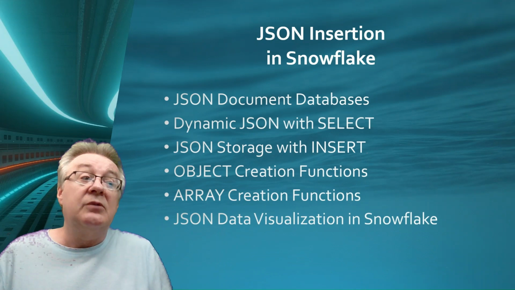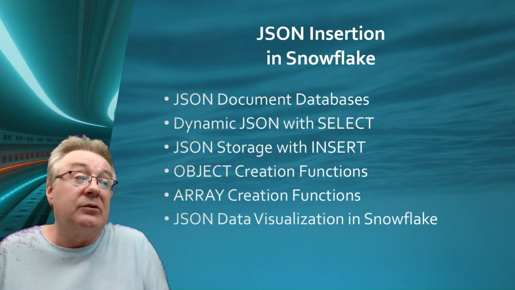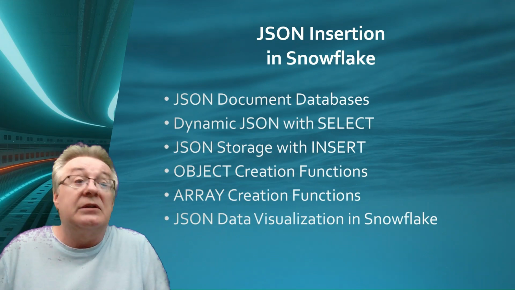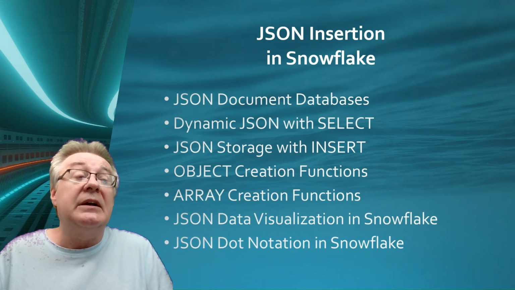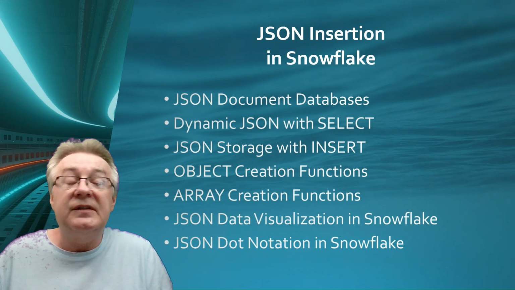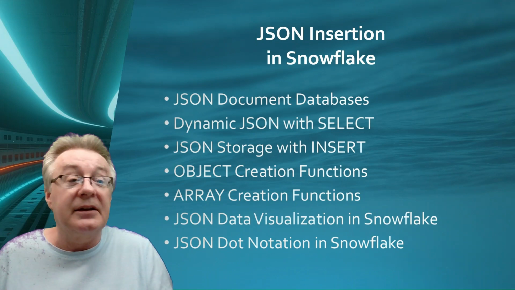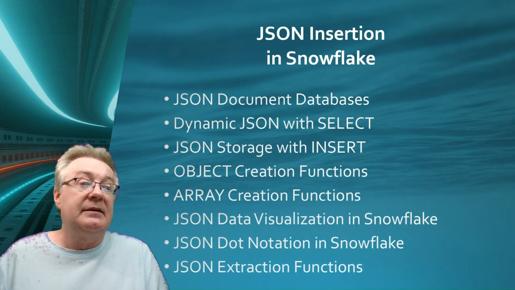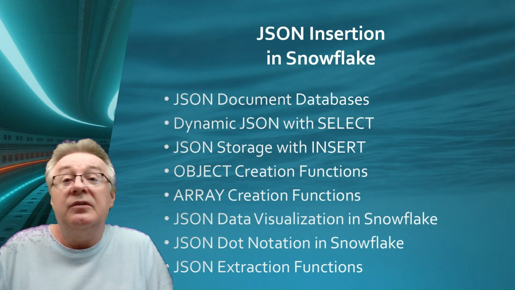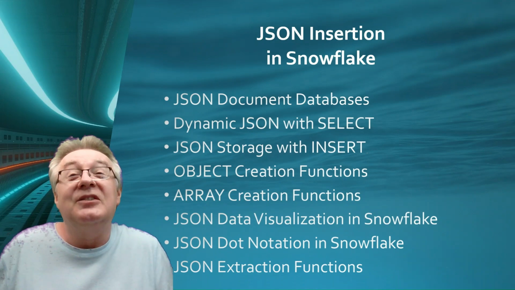In the previous section, we looked at different JSON visualizers online, but right now in Snowflake, we look at particular JSON data visualization. We'll quickly go through the JSON dot notation in Snowflake, which is essential in locating a different element in a JSON hierarchy. And finally, we look at the JSON extraction functions. So these are get functions that actually have an equivalent in the dot notation.